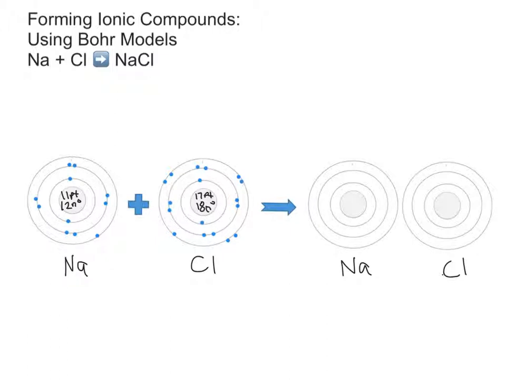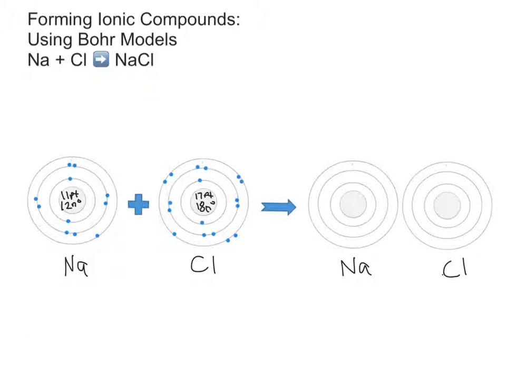And then remember from previous videos, we can check our Bohr models by comparing the number of valence electrons in the outermost energy level to the group number that the element belongs to. And sodium belongs to 1A, and it has 1 electron in the outermost energy level. Chlorine belongs to 7A, and it has 7 valence electrons in its outermost energy level. So we're good to continue.